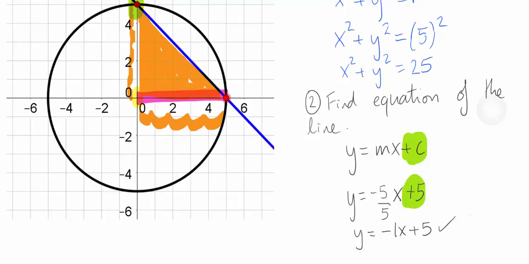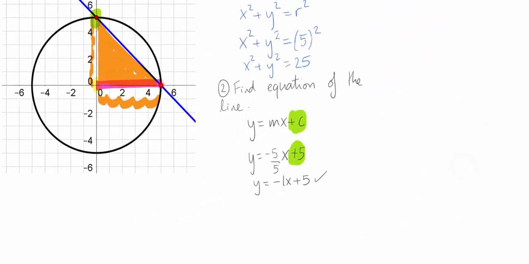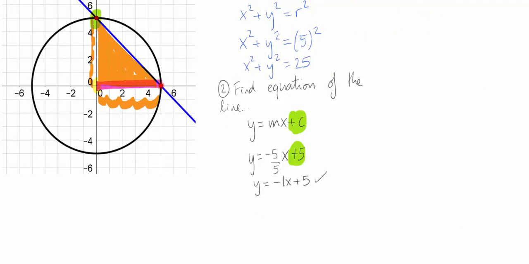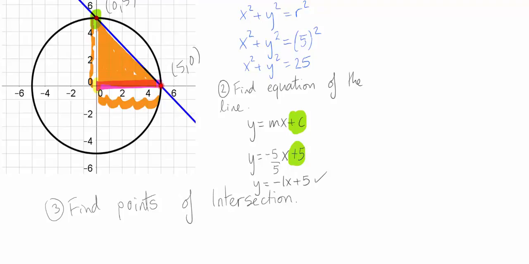Now for part 3 of the question, we're going to find the points of intersection. And in maths, when you're asked to find the points of intersection, that should give you a good indication to use simultaneous equations. Now we can see what they are from the graph, and from the graph they look to be 0, 5 and 5, 0, but we're hoping that using algebra we'll be able to prove that.